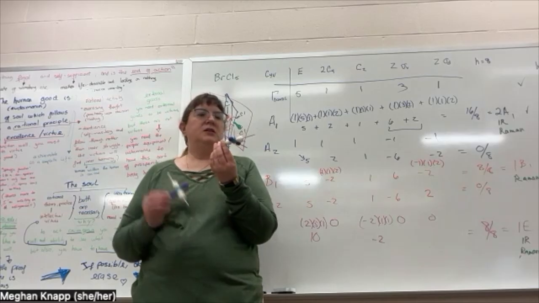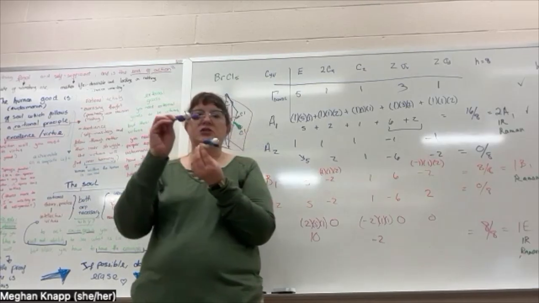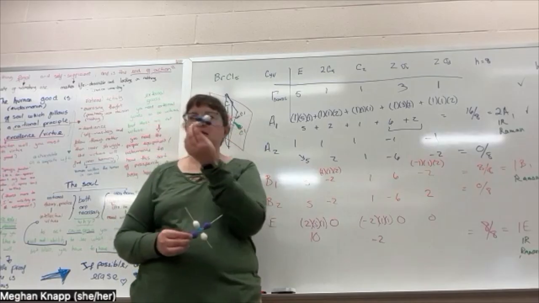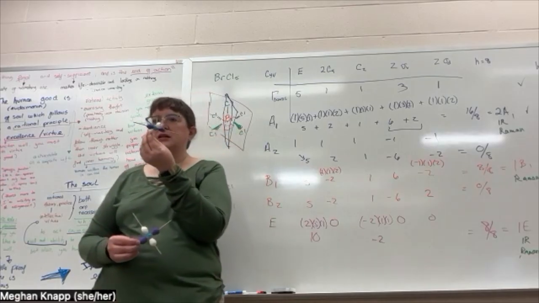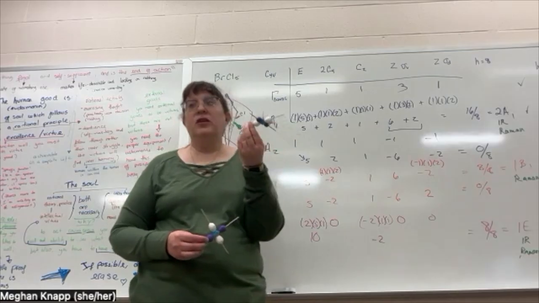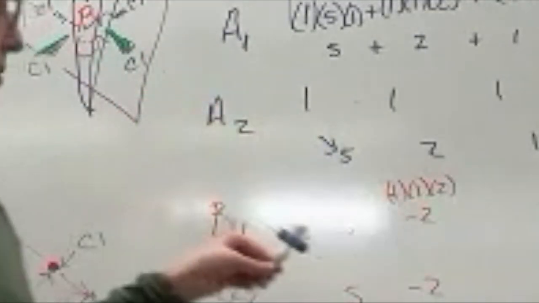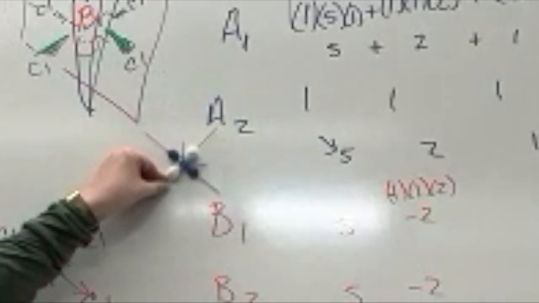Now we said before the yellow was going to be our Z on other things. So let's just say yellow is the Z. So this is lying in the XY axis. So is this going to be the XY orbital or the X squared minus Y squared?